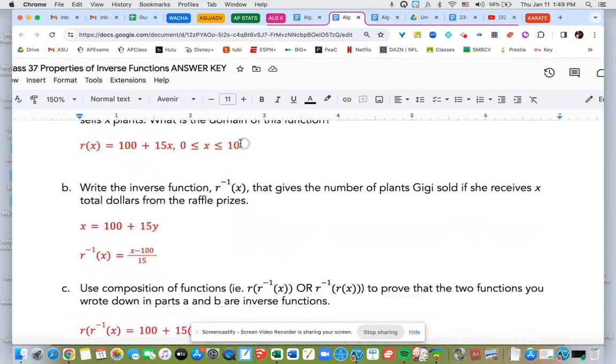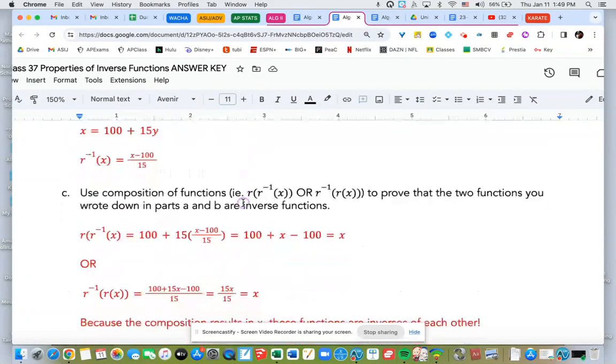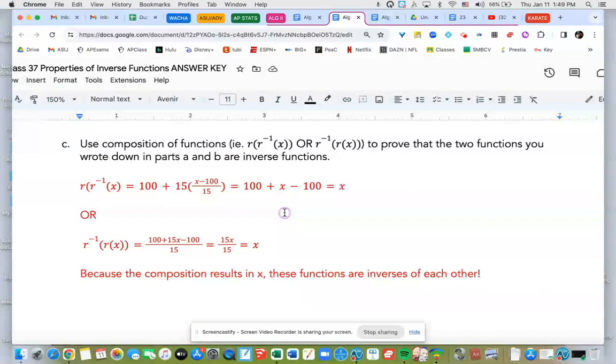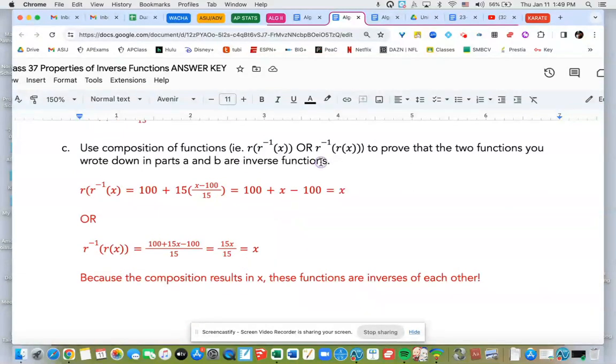All right, we do the inverse, so we flip it around, solve for y, so subtract 100 from both sides, and then divide by 15, and you get your inverse. Notice we're using inverse notation. All right, now this part, I'm going to slow down a little bit, but they want you to check to see if these really are inverse functions of each other, like if you did it correctly, by using this method. And you will be asked to do this on a test.